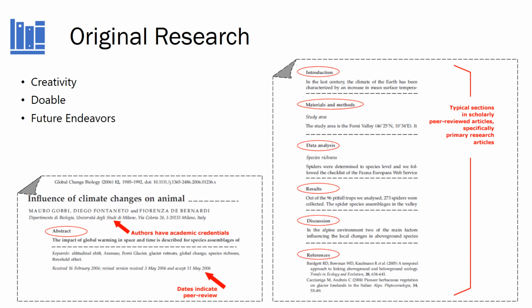When we talk about original research, it's creative, it's doable, and it has future endeavors. So for original research, we're going to have an abstract. This abstract is going to give us a brief summary of what we're looking at in the article. We are also going to have all of our authors listed with their academic credentials. When it's published, it's going to have the date to indicate when it was peer-reviewed.